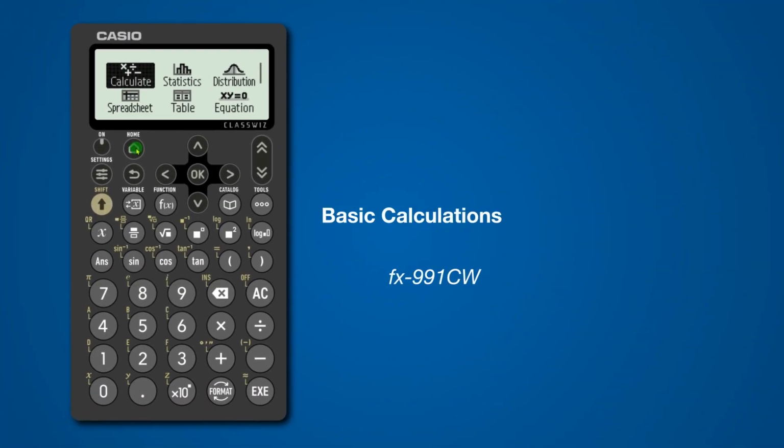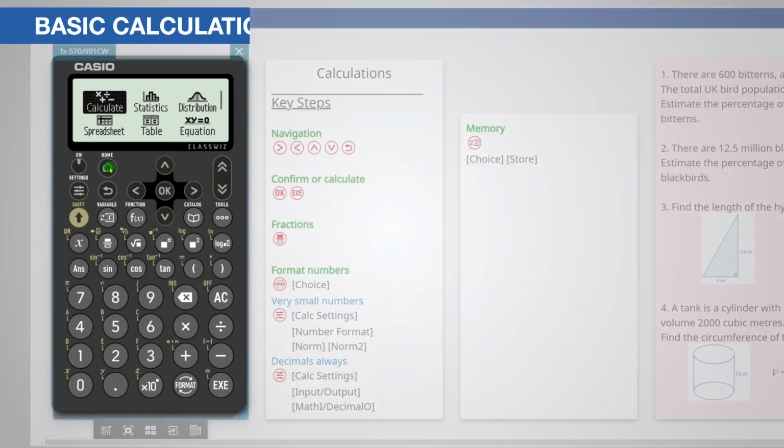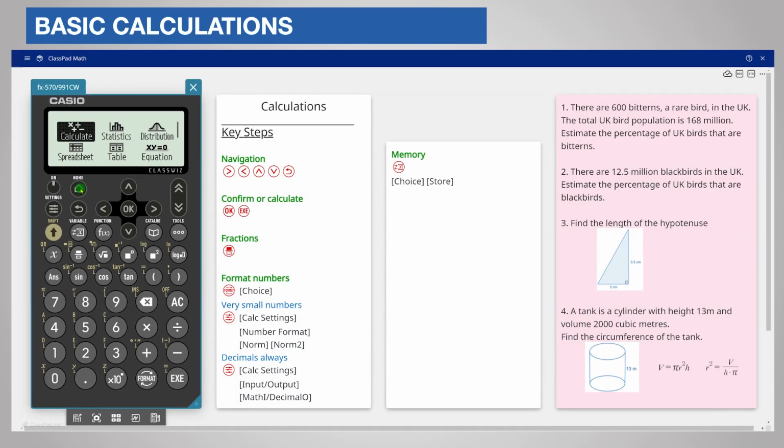This video will help you to make calculations on the fx-991CW. You will find the key steps on the screen and I will demonstrate them live. Calculations are made in the Calculate app. If necessary, press the Home key and then choose the Calculate app with OK or the Execute key. The calculations we will make are on the right of the screen.